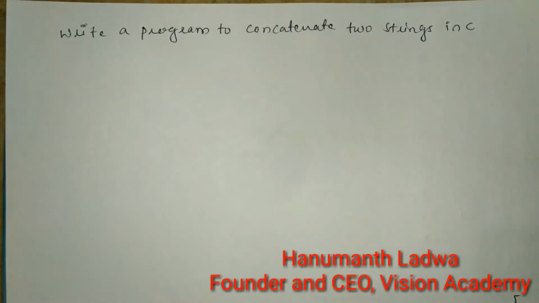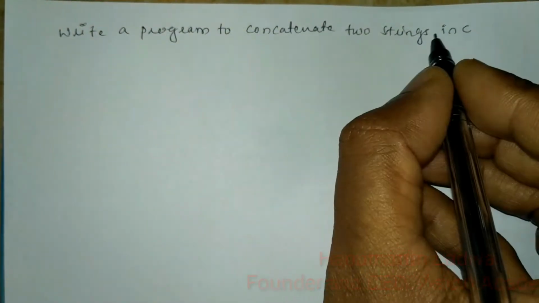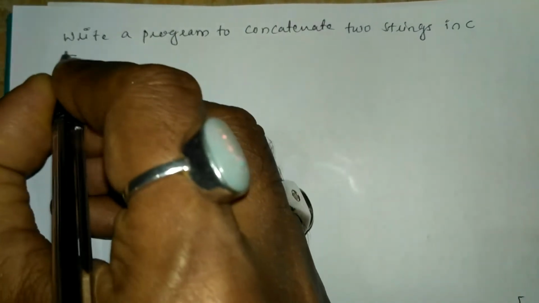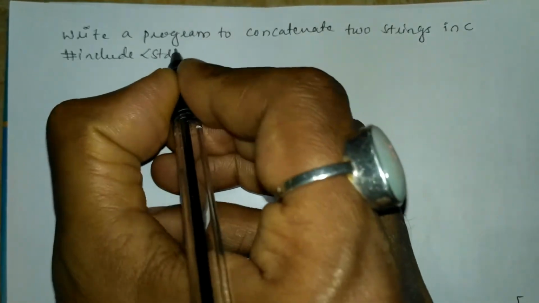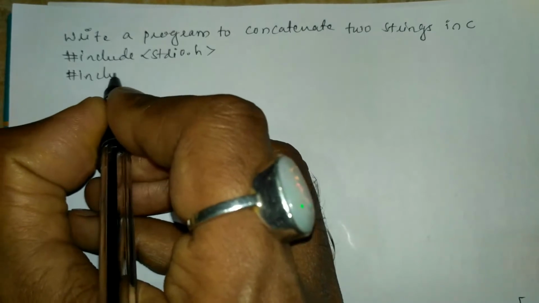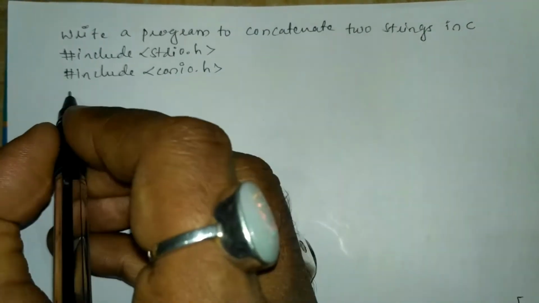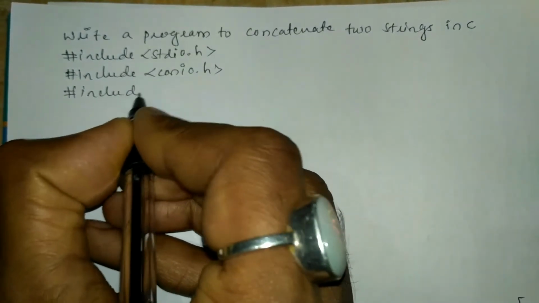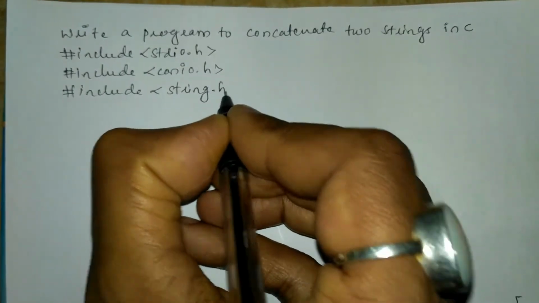My name is Hanuman Ladwa and in this video we are going to write a program to concatenate two strings in C. Let us write the preprocessor directives. #include <stdio.h> header file. The next preprocessor directive is #include <conio.h> header file, and the next preprocessor directive is #include <string.h> header file.